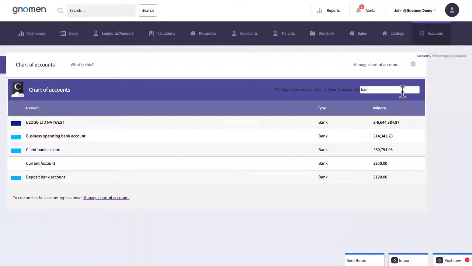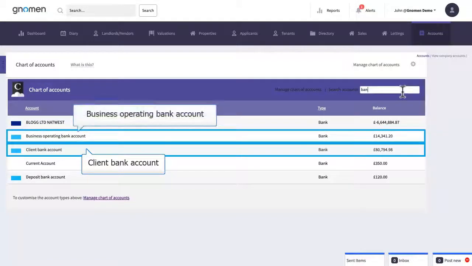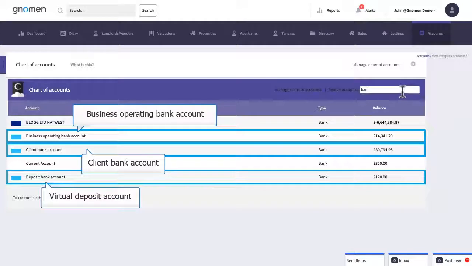Let's start with a bank type of account. This is a virtual bank account that should mirror your business's bank accounts. For example, in most cases, you should have a client account, business operating account, and a virtual deposit account if, for example, you send your money off to a deposit scheme.